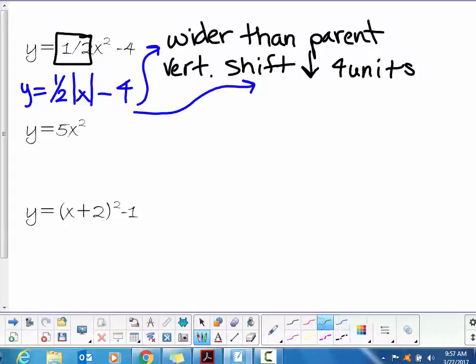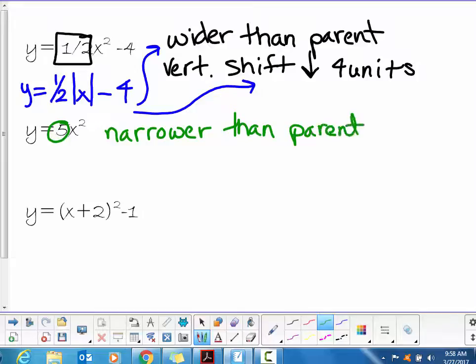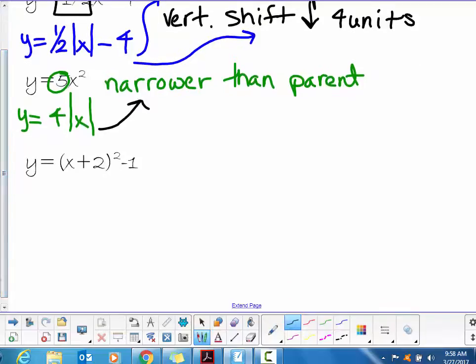Y equals 5x squared. This is going to be narrower. The 5 makes my graph narrower than the parent function. There is no vertical shift here. This is very similar to y equals 4 times the absolute value of x. Again, this would be narrower than the parent function, no vertical shift. What about our next example?